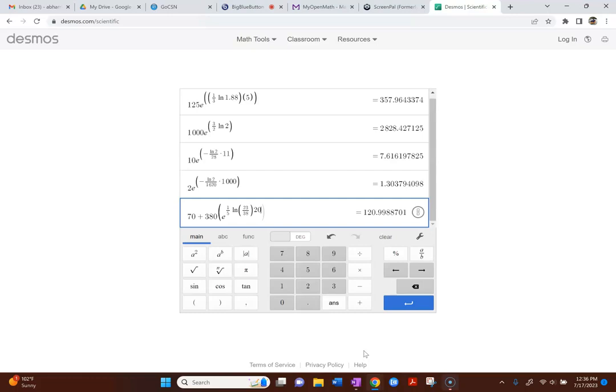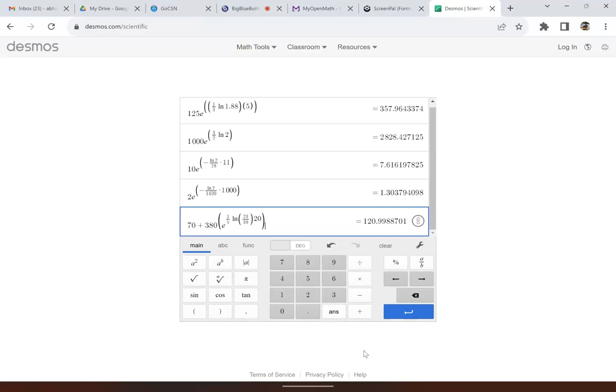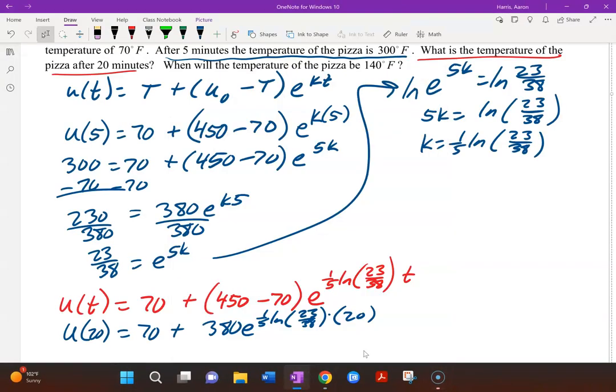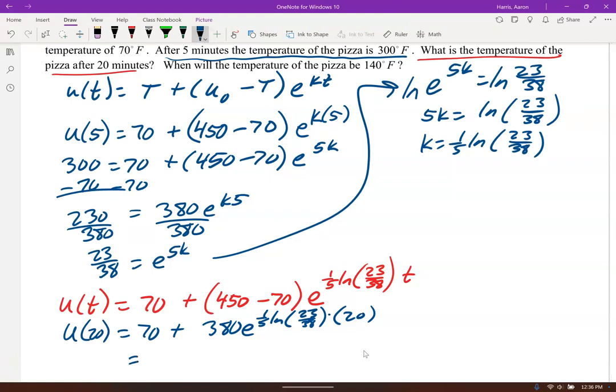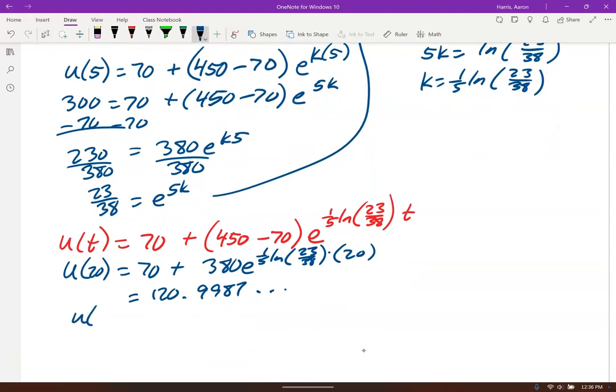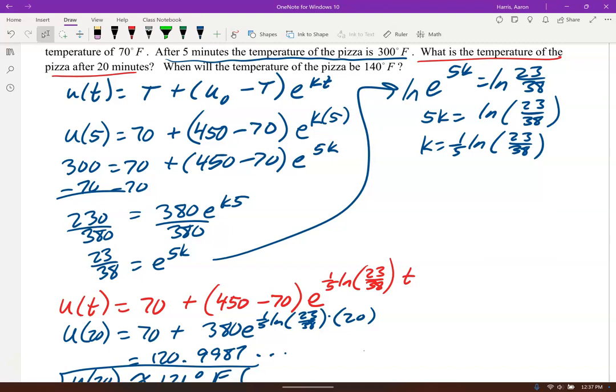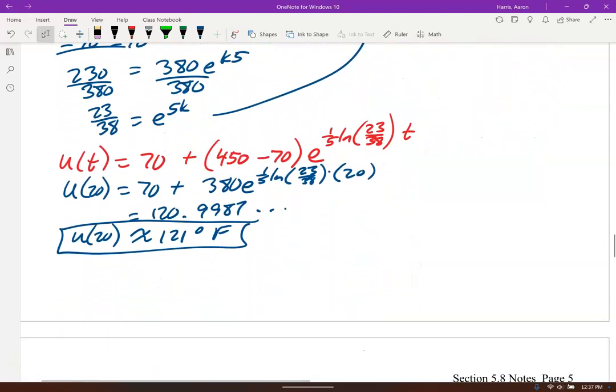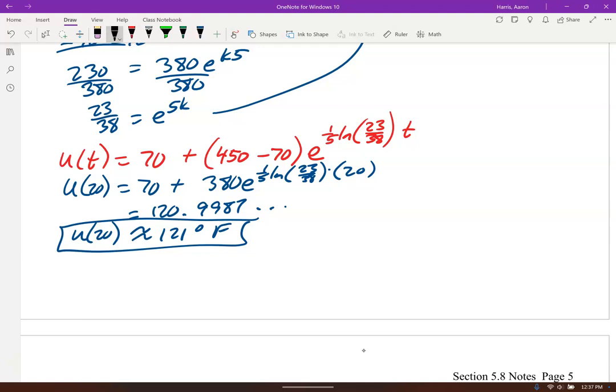I guess after 20 minutes, if I remember, that'll be 120.987. So the temperature after 20 minutes, approximately, the temperature of the pizza is approximately 121 degrees Fahrenheit after 20 minutes, right? And then the second question: when will the temperature of the pizza be 140 degrees? When will it be 140?